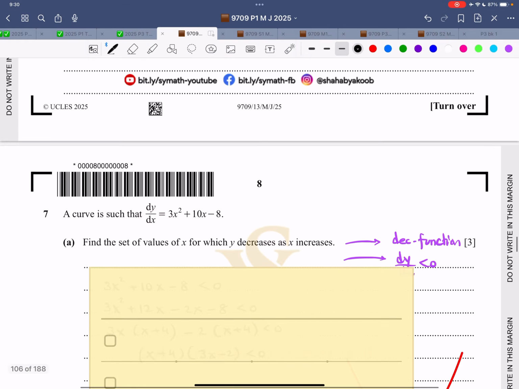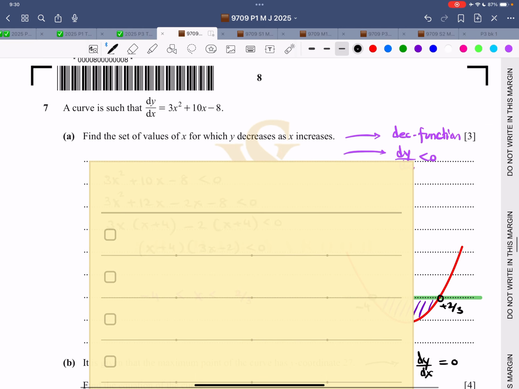So now this is question number 7. It says a curve is such, and this is 9:30, and you can take some short 1 or 2 minute breaks in the middle, no harm about it. A curve is such, dy by dx is this. Find the set of values of x for which y decreases as x increases.